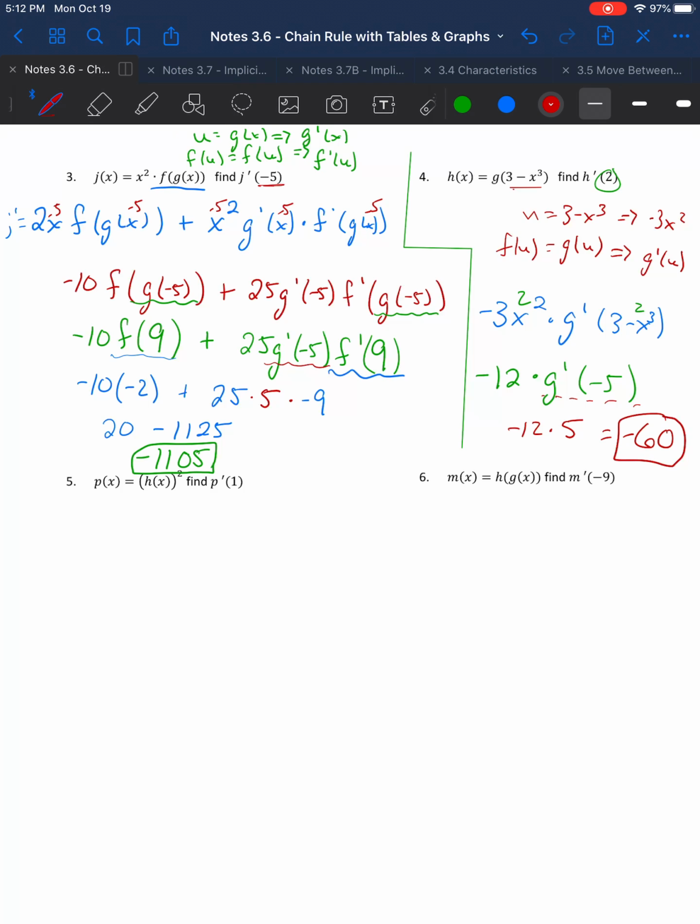This one's a little nicer. I only have to find one answer off my table. g prime of -5. So that means I'm going to go to g prime, -5, and I get 5. Times the -12 that I already had. Good old -60.